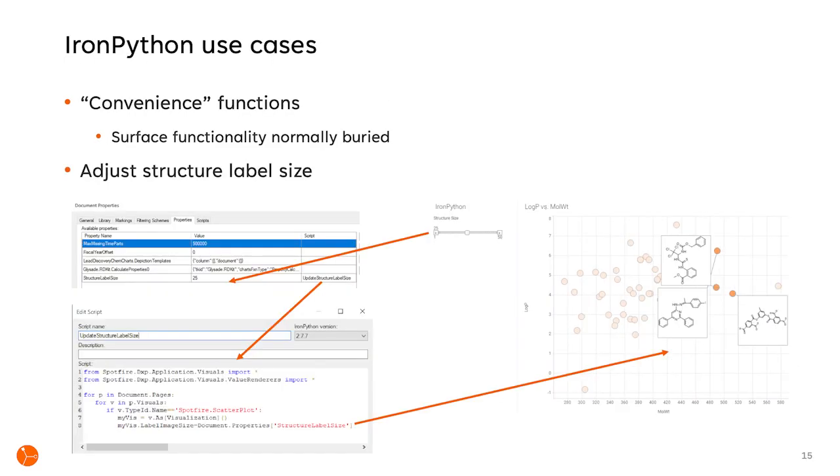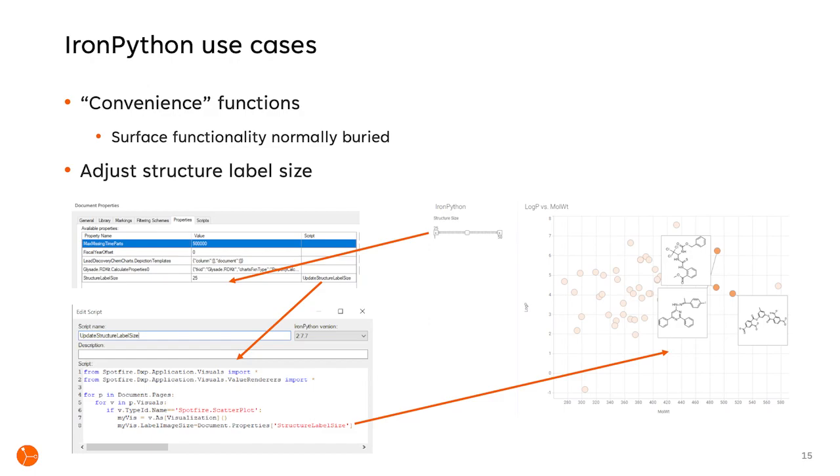So this is where Python comes in. I like to call these convenience functions. Basically, they take something that already exists within Spotfire and make it a little bit easier to use. What we do here is we've got a scatter plot, and I've added a text area to the left-hand side with a slider on it. That slider is linked to a document property, so adjusting the slider adjusts that document property.